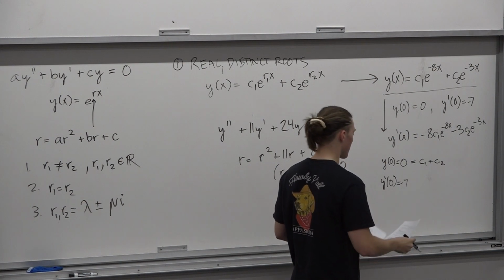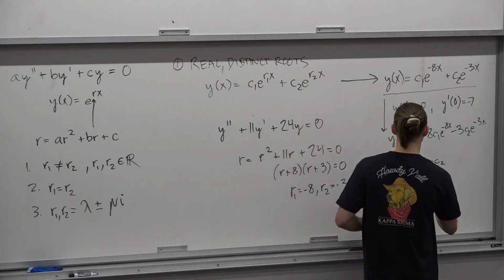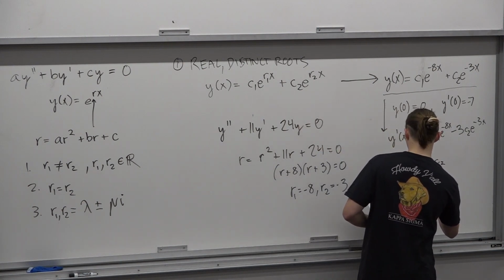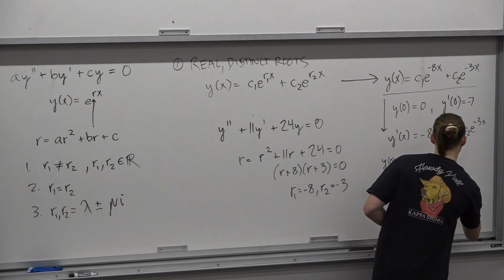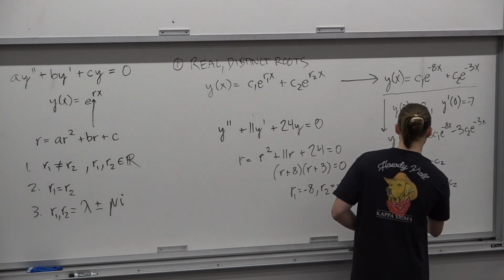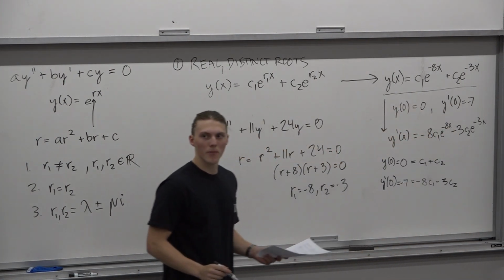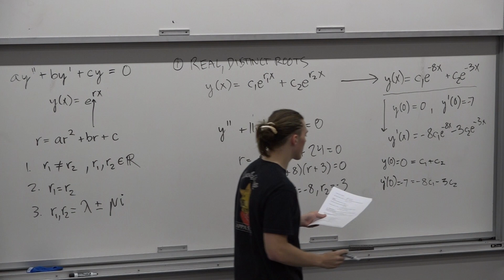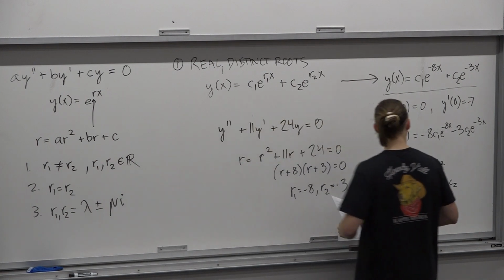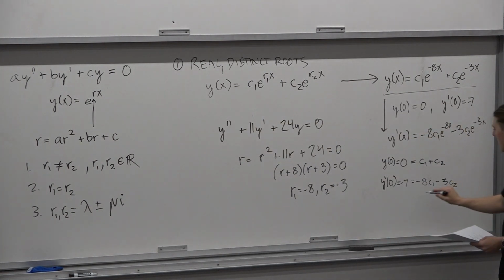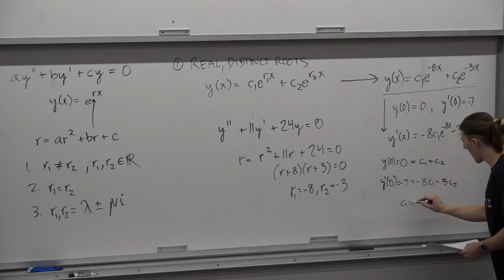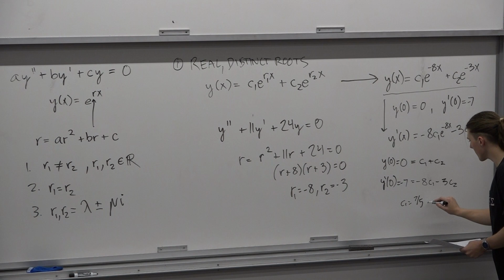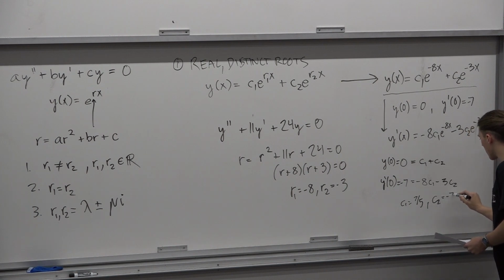And this is pretty straightforward as well. We have our negative 8 c1 minus 3 c2. So we just have a system of equations now. We're solving for it. We're getting our c1 and our c2. I'm just going to go ahead and tell you the answers. c1 is 7/5. c2 is negative 7/5.